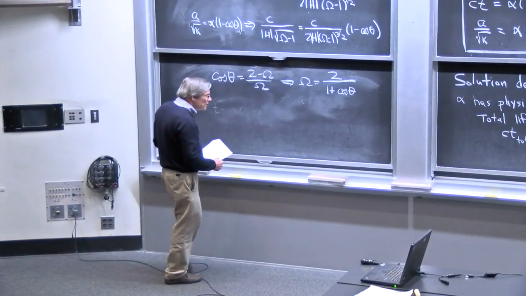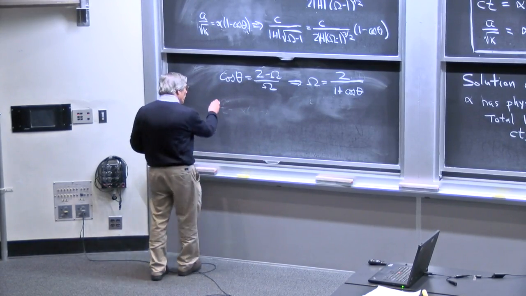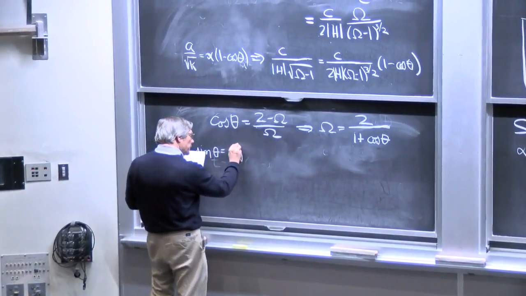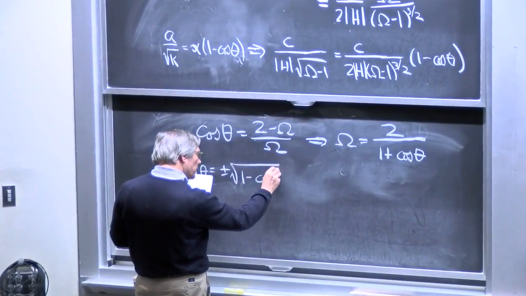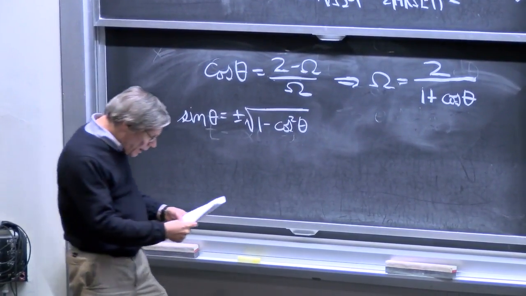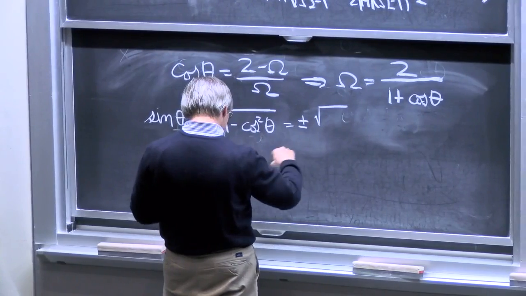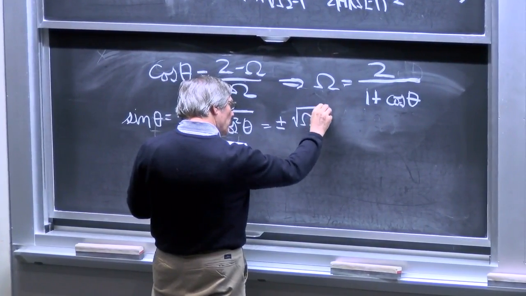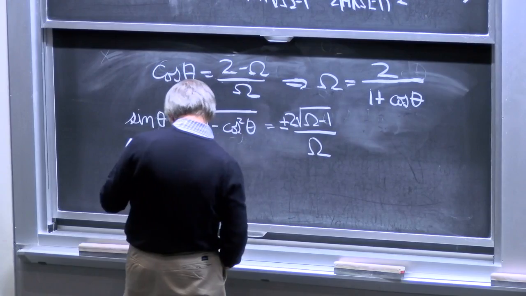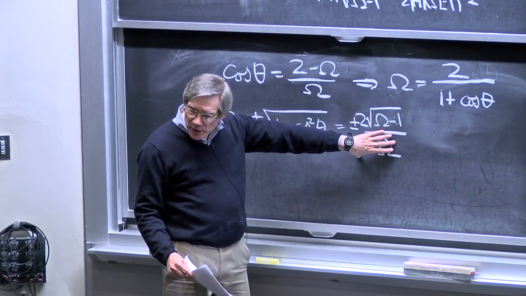So I'm going to manipulate this a little bit to find out what sine theta is in terms of omega, and then invert that to express theta in terms of omega. So sine theta is, of course, plus or minus the square root of 1 minus cosine squared theta. And cosine theta we know in terms of omega, so we can express this in terms of omega. And if you do that, it's straightforward enough algebra. It's plus or minus, depending on which sign of the square root is relevant. We'll talk about that in a minute. It's plus or minus the square root of 2 times omega minus 1 over omega. So we can express theta as the inverse sine of this expression.